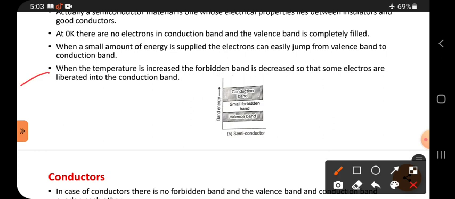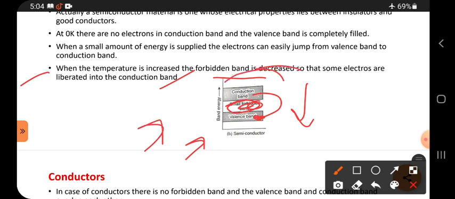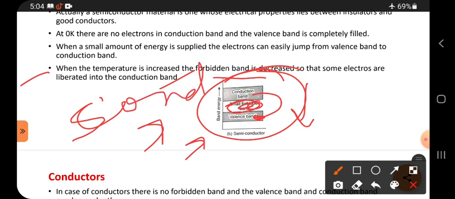When temperature is increased, the forbidden band decreases, so some electrons are liberated into the conduction band. When the temperature increases, this gap starts decreasing, and there is a chance for more electrons to move from the valence band to the conduction band. When this gap is completely minimized at a higher temperature, the device can easily act as a conductor.